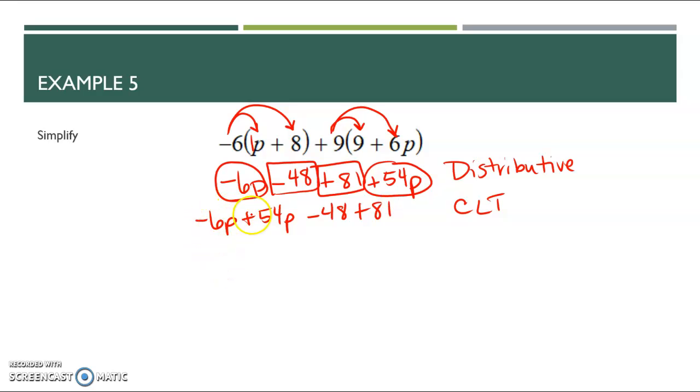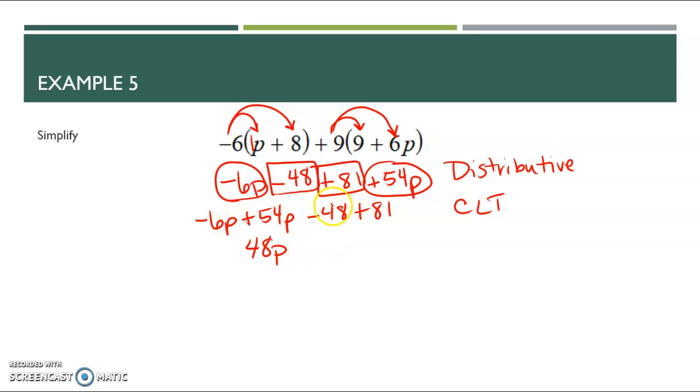Now, when we look at this in combining, our integer rules have not changed. We have different signs, right? Negative, positive, which means we need to subtract and keep the sign of the bigger. So the 54 is the bigger number, which means the answer we get when we subtract is going to be positive. So I'm going to do 54 minus 6, and I end up with 48. So we have 48p, don't drop your variable.